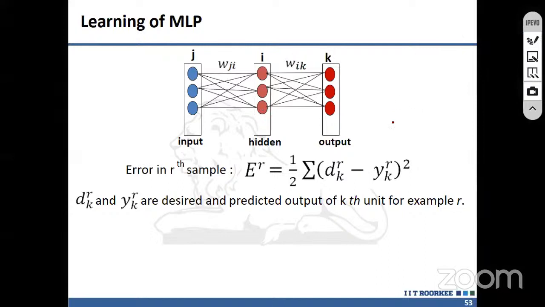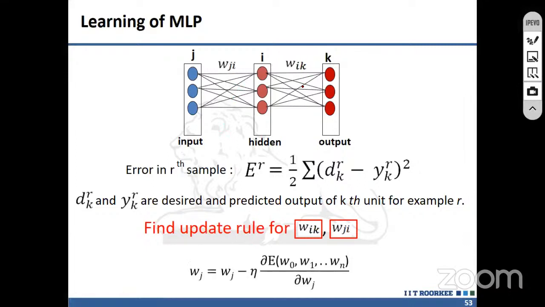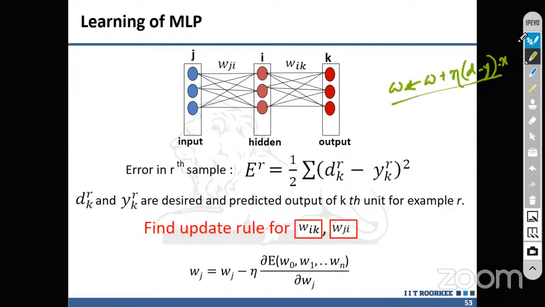Here we have already seen the error for one sample, it is 1/2 of the mean squared error. Now how do we find the update rule for Wji and Wik? If I have 11 weights in total, or 110 weights, or 2000 weights, whatever, I need to adjust each weight. W1 I need to adjust, W2 I need to adjust, all these W's I have to adjust.